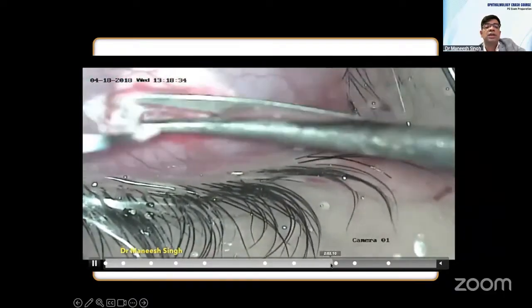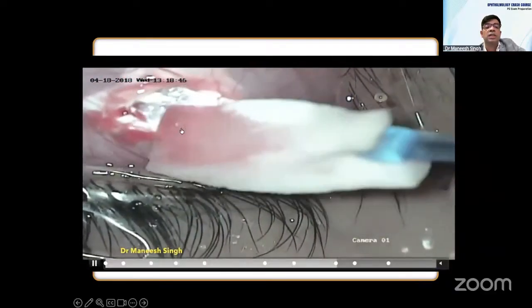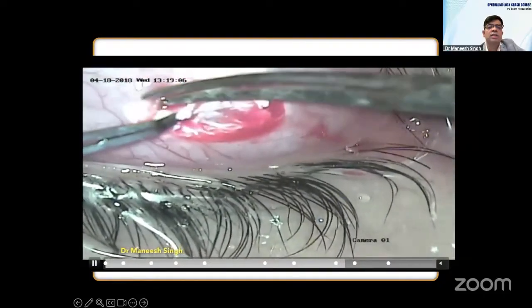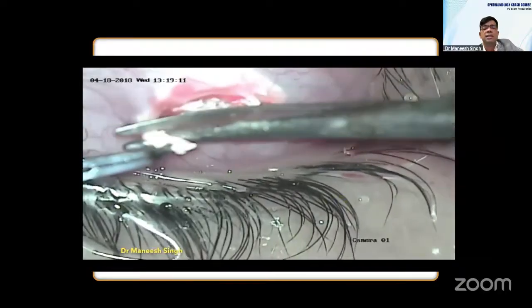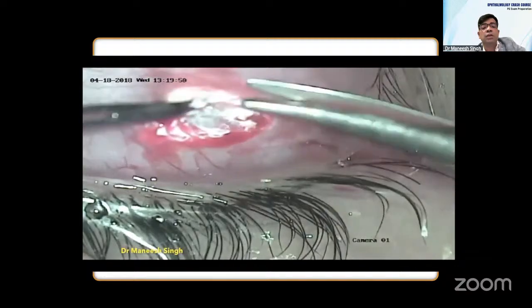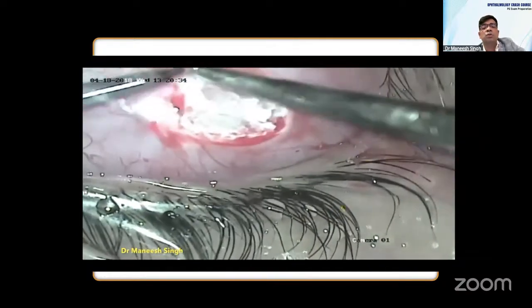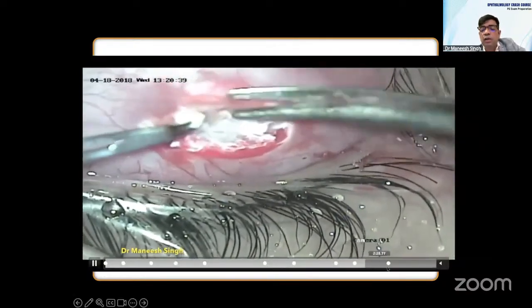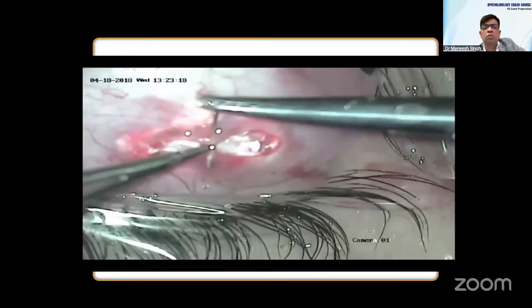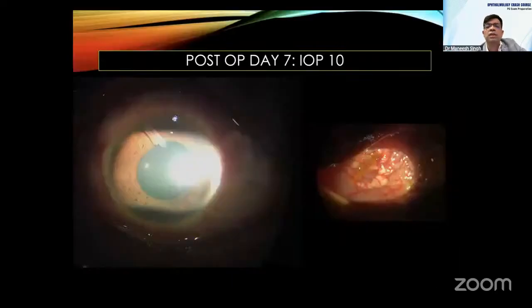So you can see here, we are trying to cut the pieces of steroid. You can see the Tenon's capsule. You can't be over-aggressive in this case because underneath there is Tenon's capsule, and if you open the Tenon's capsule, then there is a risk of plate erosion. So try to remove as much steroid as possible, and once you have done that, you can close the conjunctiva over it using an 8-0 Vicryl suture with a round body needle. This is the day 7 post-op. You can see the pressure was well controlled and a very minimal amount of steroid was left here.